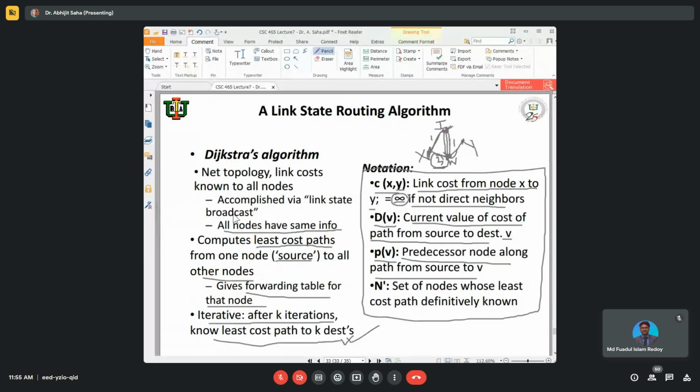Okay, so that is what the PV is, that it is along with the path. So when it is keeping that in the table, the cost is 3, the predecessor node is X. So when it is going to be updated, that time the cost of the path is going to be 2, 1 and 1. And at that time, the predecessor node is going to be I, something like that. Okay, and in here, N bar is the set of nodes whose least cost path is definitively known.